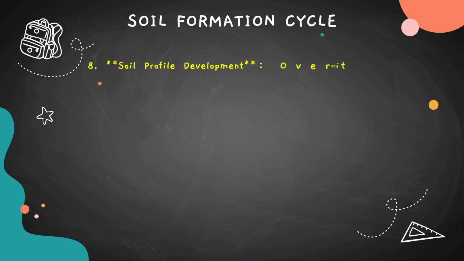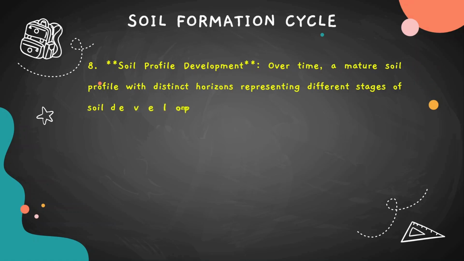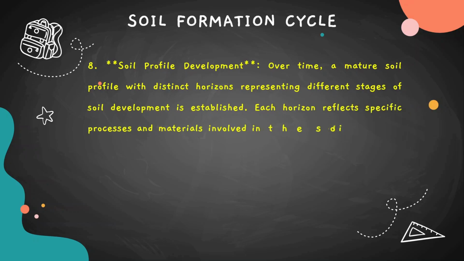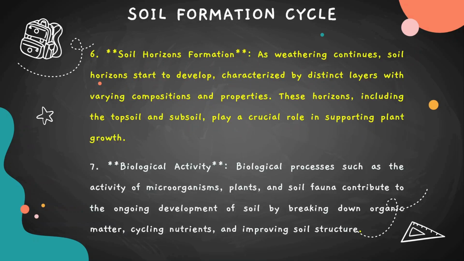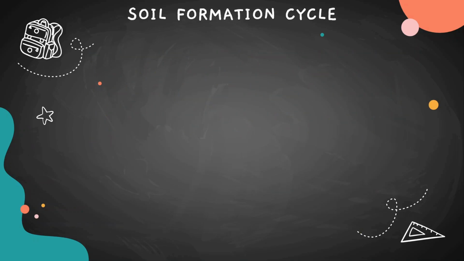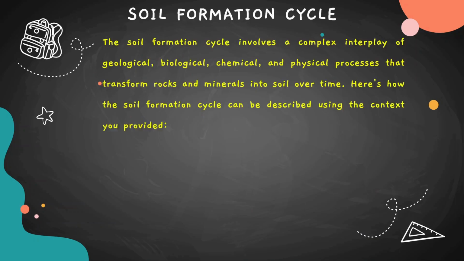Then the last step is soil profile development. So over time, a mature soil profile with distinct horizons representing different stages of soil development is established. Each horizon reflects specific processes and materials involved in the soil formation cycle. So till now, we have learned that there are a total of eight steps that form the soil formation cycle.